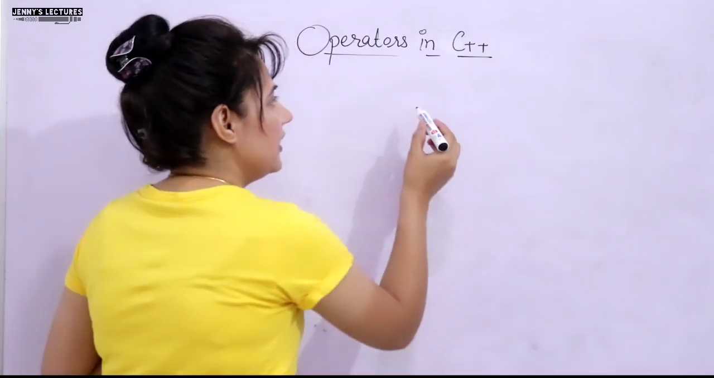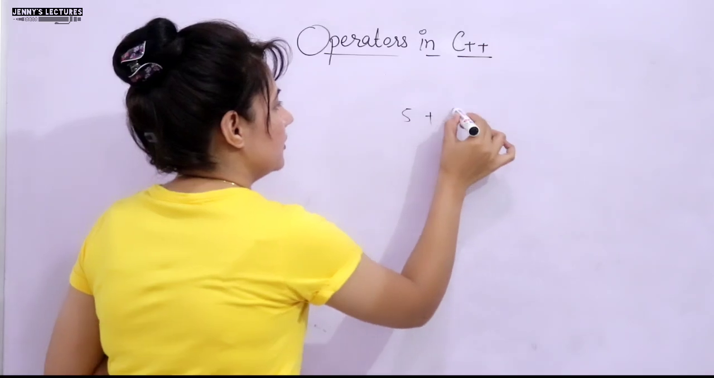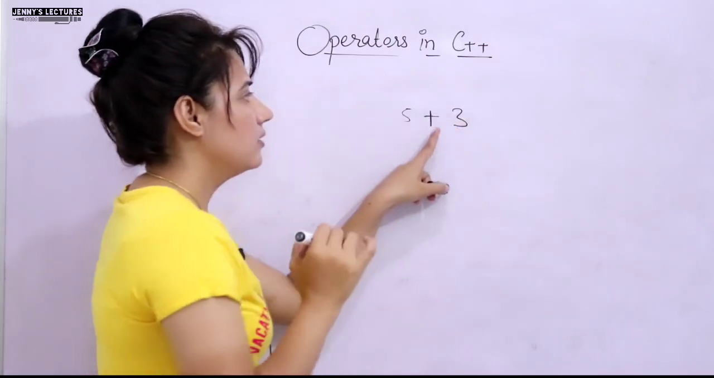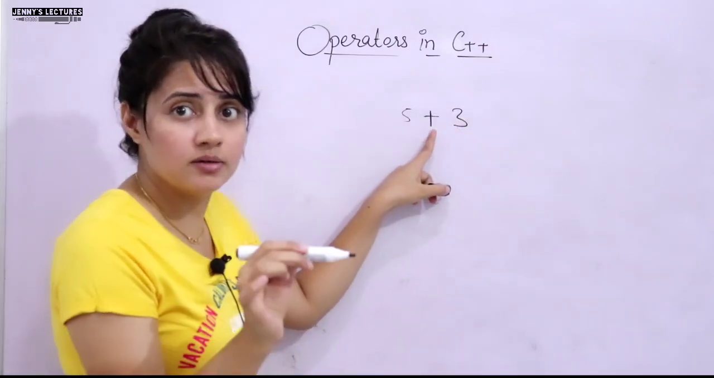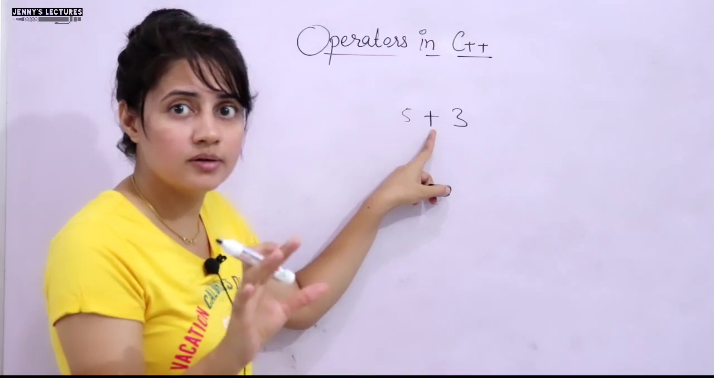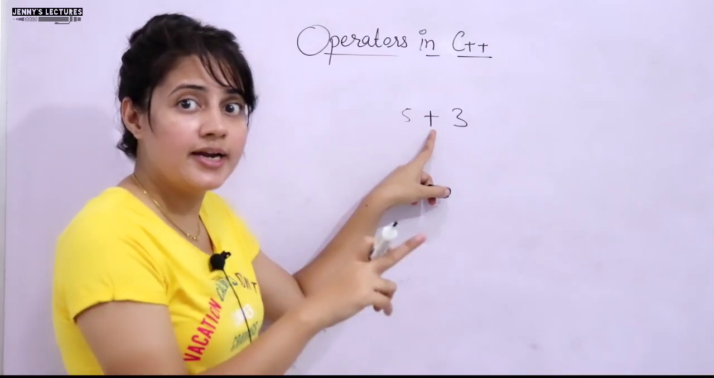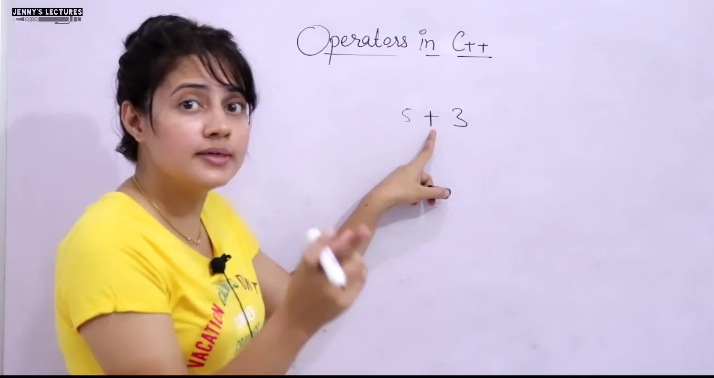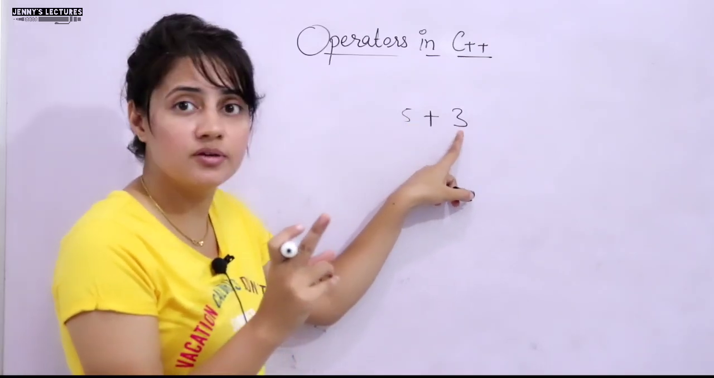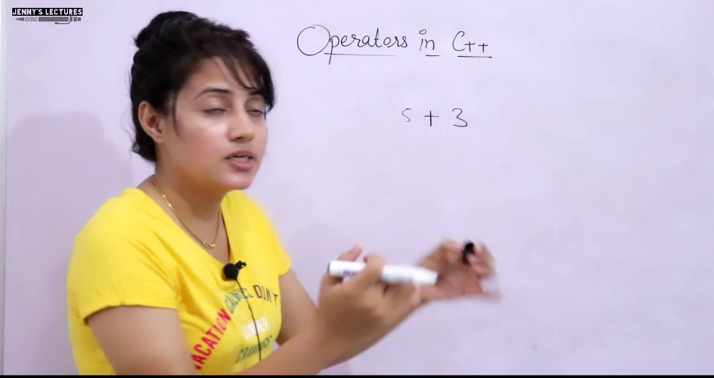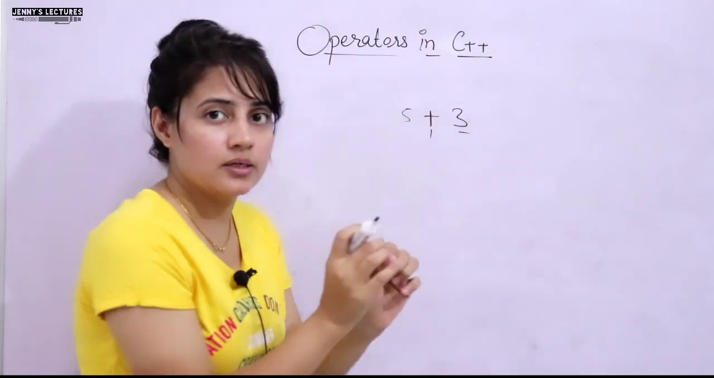If I write something like 5 plus 3, plus is what here? Addition. It is an operator, just a symbol which tells the compiler that addition is to be performed on the data 5 and 3. 5 and 3 are what? Operands. So these are operands, this is the operator.